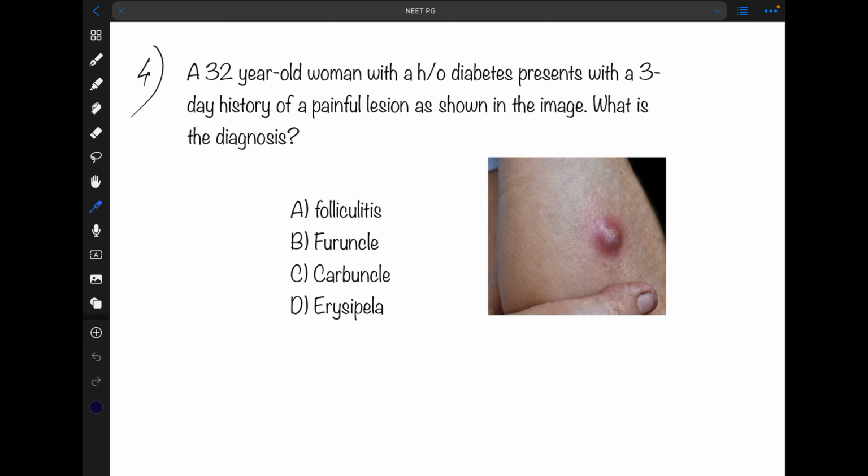Next question is, a 32-year-old woman with a history of diabetes presents with a 3-day history of a painful lesion. This is the lesion as shown in the image. What is the diagnosis? The first is folliculitis, option B is furuncle, option C is carbuncle, and option D is erysipelas. So yeah, you can pause.